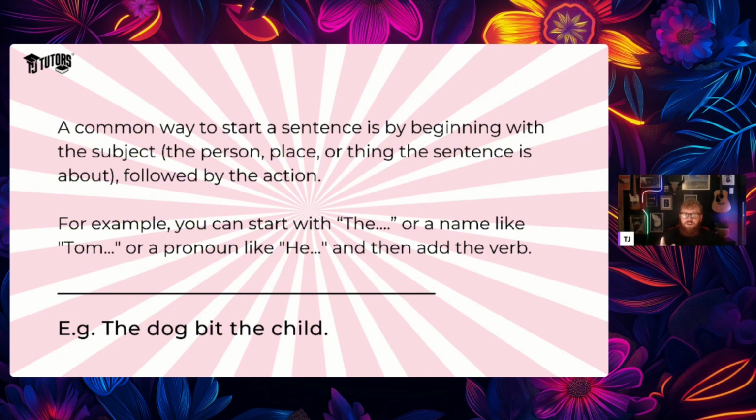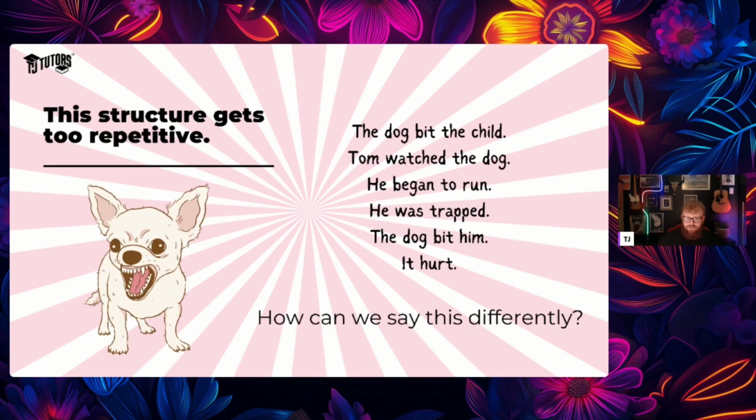A common way to start a sentence is by beginning with the subject, so the person, the place, or the thing the sentence is about, followed by the action. For example, you can start with 'the'. I see so many pieces of writing that have sentences that start with 'the' all the time, or you start with a name or a pronoun, and then you add the verb. So in our previous example, we had the dog bit the child.